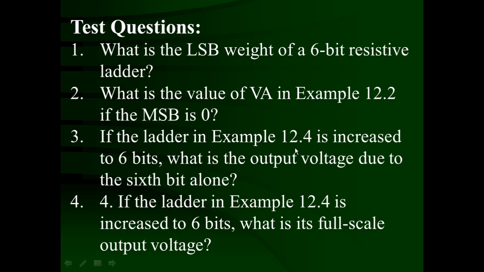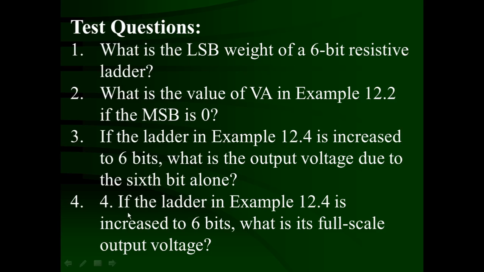If the ladder in example 12.4 is increased to the 6th bit, what is the output voltage due to the 6th bit alone? Output voltage, if you consider the MSB, is going to be V by 2. And if you consider the output due to the 6th bit, which is the LSB on the other side, then it is 1 upon 2 raised to n, or V upon 2 raised to n. So, 10 upon 2 raised to 6, that is 10 upon 64, will be the output.